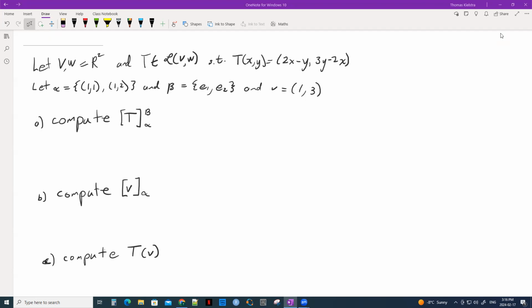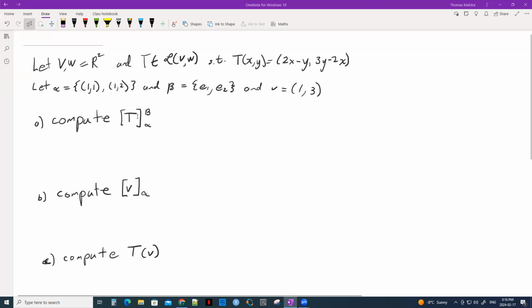We're going to compute the matrix given the two bases, alpha being the vectors (1, 1) and (1, 2), and beta being the standard first basis vector and the standard second basis vector. Then we're given a third vector v being (1, 3). We're going to be doing 4 questions. The first question is to compute the alpha-beta matrix representation of T.